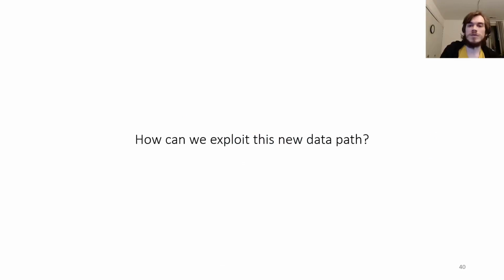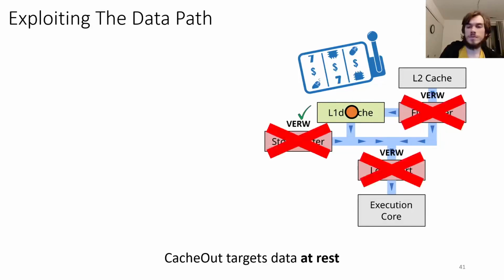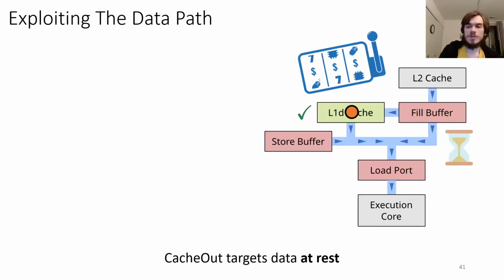So how can we actually exploit this new data path? CacheOut targets data at rest, and I'll show you in this diagram what we mean by that. We have a victim here running on the execution core, and the victim loads something from the level 2 cache, and it passes through the fill buffer, and what really happens there is that a copy is also stored in the level 1D cache as it goes onward to the load that's performed by the execution core. Now, the operating system runs and issues a VERW instruction to clear those buffers. So the attacker can no longer extract the data from those buffers. And now the operating system can wait a bit, and this is really to show that you can target data at rest, and now the attacker runs.